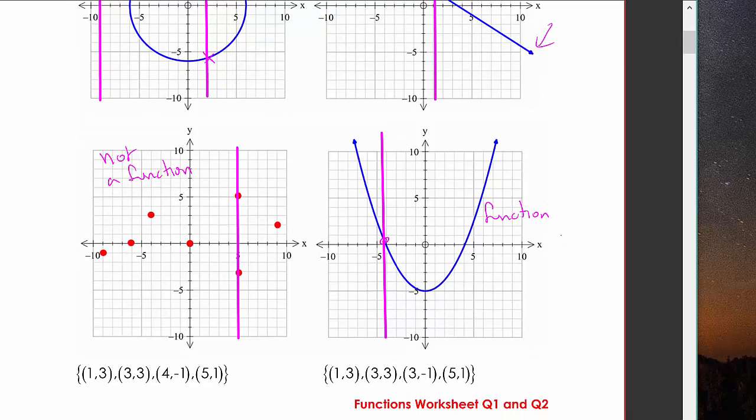Now here we're just given some points, so it's a bit like this one. So what we're looking at is, do any of them have the same x value and a different y value? Well, if we look at the x values, they're all different, so there's no way we can have this sort of situation with a single x. If we look at this one, however, we've got the same x value here and here, giving us different y values. So this one is a function, this one is not a function.